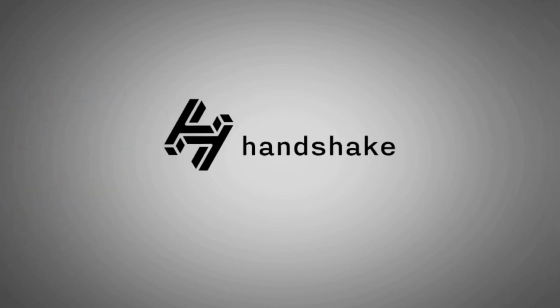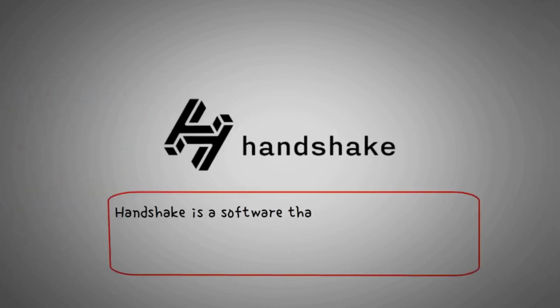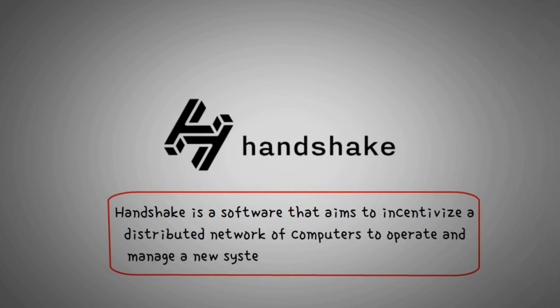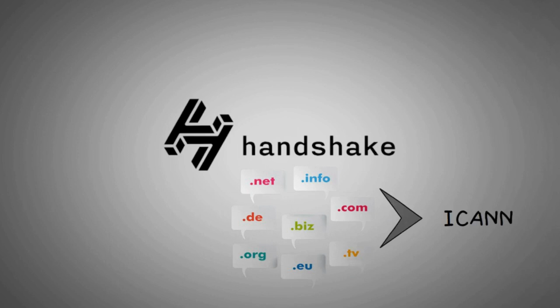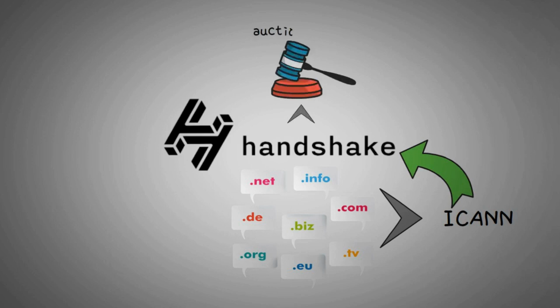What is Handshake? Handshake is software that aims to incentivize a distributed network of computers to operate and manage a new system for domain name ownership. You may not be aware, but today, website addresses are governed by a non-profit body called ICANN, which sets standards for what letter combinations can be used after the dot in any domain, such as .com, .org, .net and the many other varieties. Handshake seeks to replace ICANN's role as central authority for creating and issuing top-level domains with an open auction system operated by its computing network.